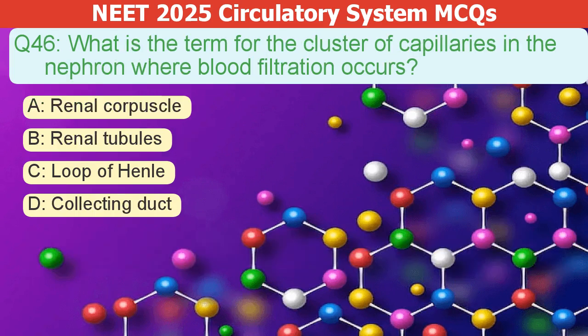What is the term for the cluster of capillaries in the nephron where blood filtration occurs? A. Renal corpuscle. B. Renal tubules. C. Loop of Henle. D. Collecting duct.